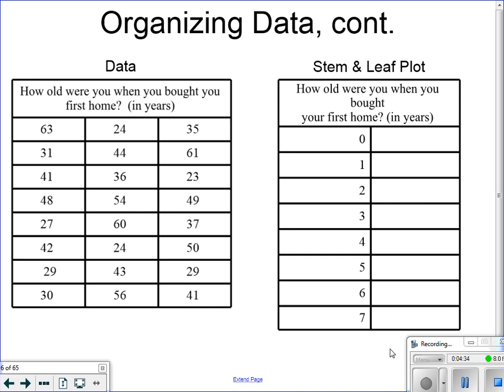So this one, it takes a little bit because you got to make sure you're going in order. So the smallest number in our table is actually 23. So I'm going to cross out the 23.